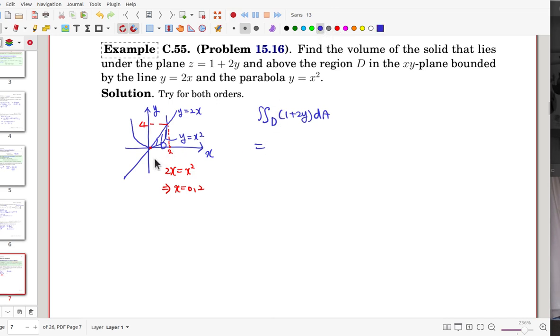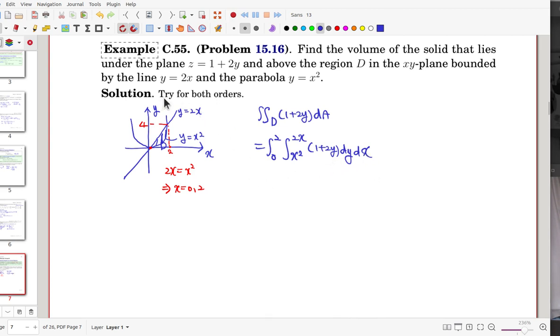Okay, so once we choose x as the outer integral direction, then x is moving from 0 to 2, and now y is from the bottom y to the top y. For each x, we are accessing vertically. Bottom y is x squared, and top y is 2x. And the integrand is 1 plus 2y, the inner integral is in the y direction, and the outer integral is now in the x direction. You can get it easily.